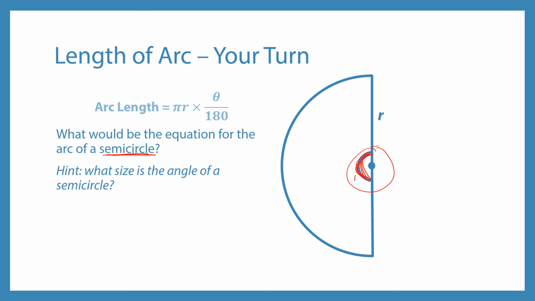So this value here is 180 degrees because a full revolution is 360 degrees. So our arc length, when it's a semicircle, would be pi times r times 180 degrees, which is our angle, over 180 degrees. Or we could simplify that just to pi r. So this is how we would find the arc length of a semicircle.